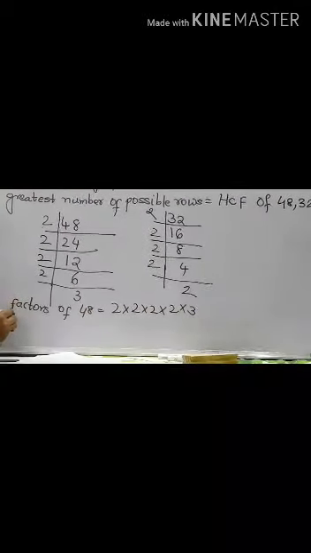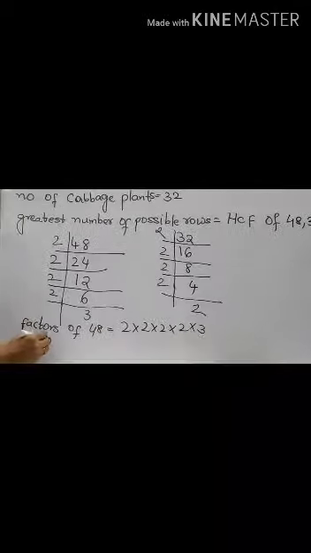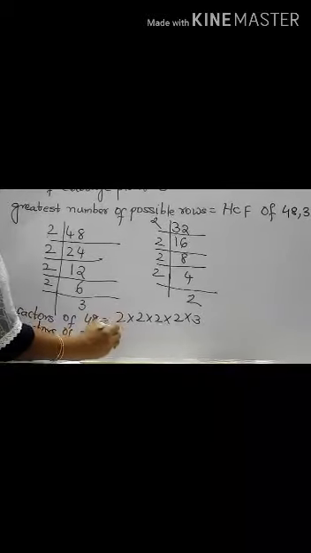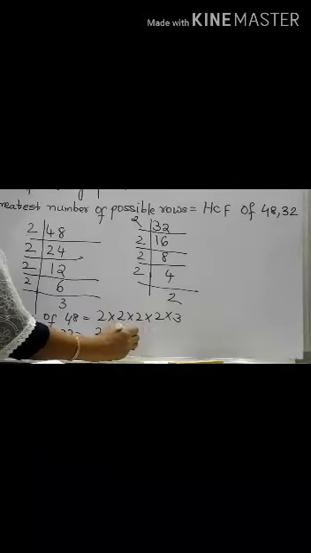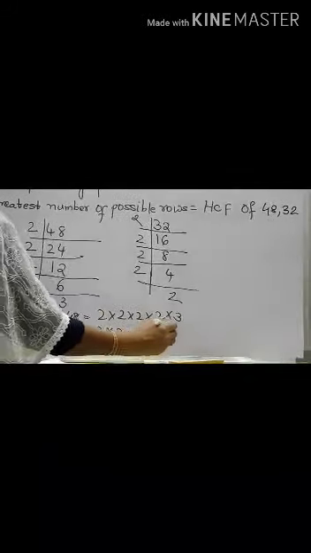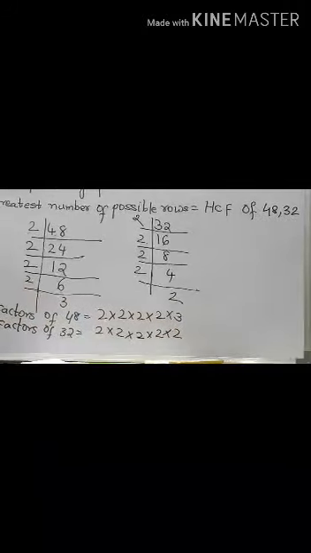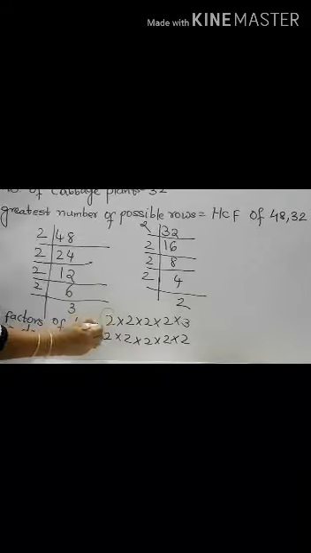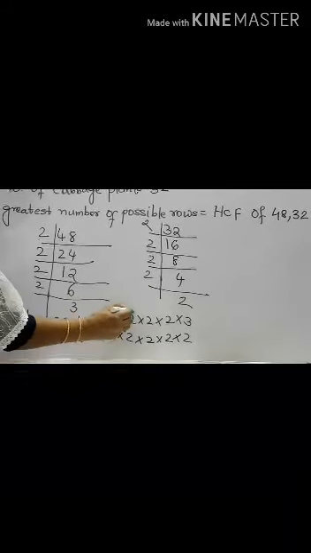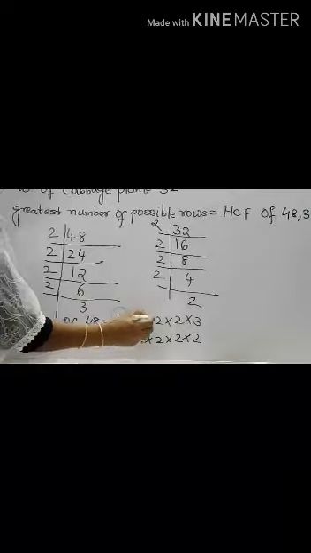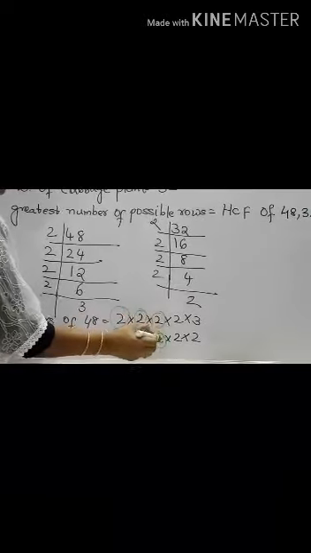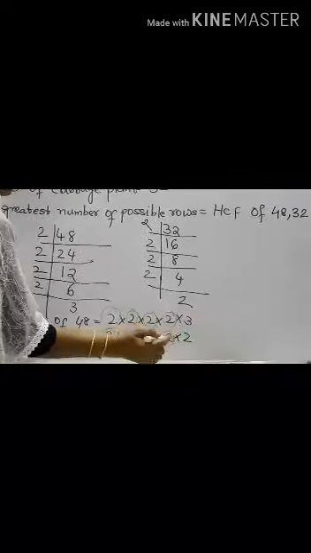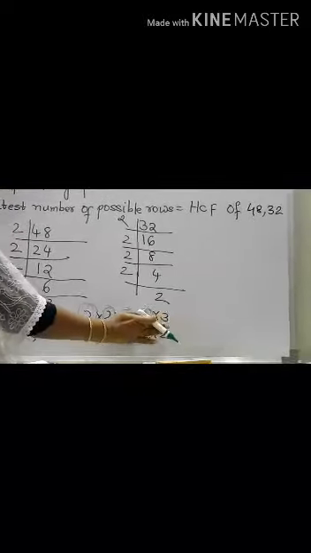Now we'll write the factors of 32, which is 2 into 2 into 2 into 2 into 2. Now we'll find out the common factors. You know how to find the common factors. Just pair them. Here one 2 is there, so circle one 2. Again here yes, here yes. Here we don't have one more 2, or we don't have 3 here. So these two are left.